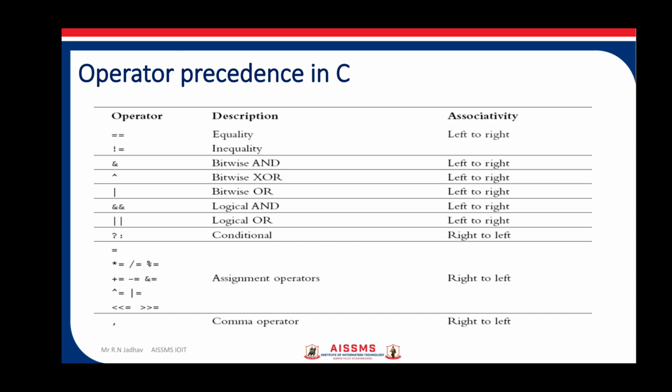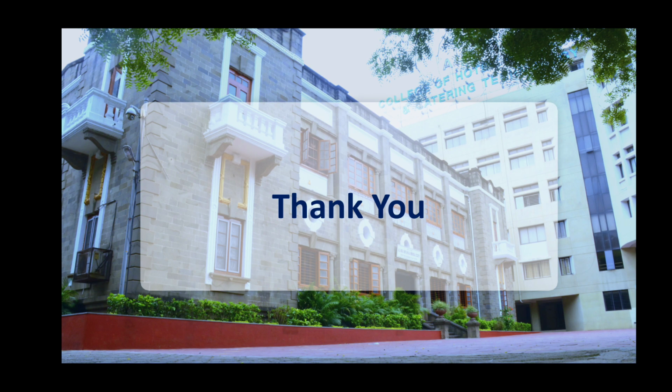After that we have the conditional operator whose associativity is from right to left. Then we have assignment operators whose associativity is from right to left. So this is about the precedence of the operators and their associativity.